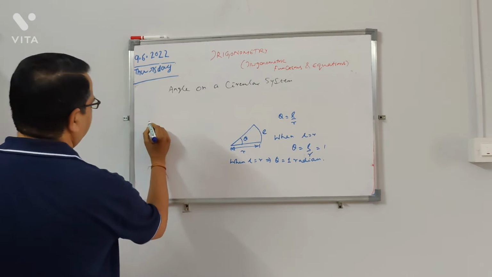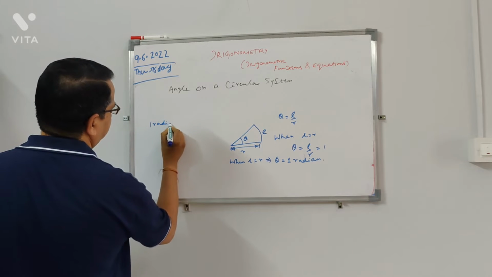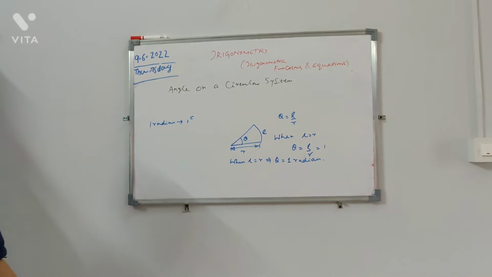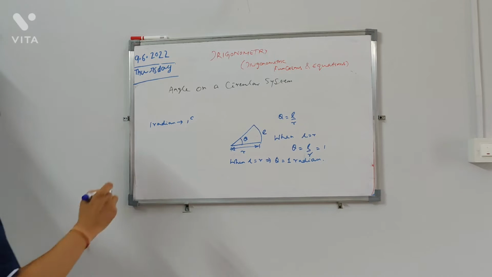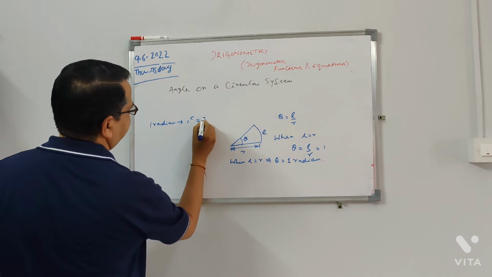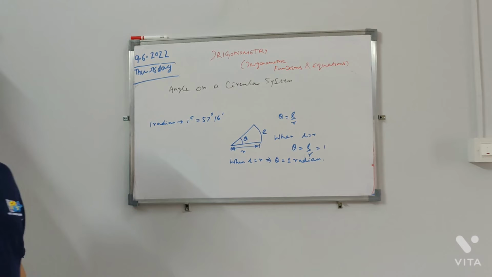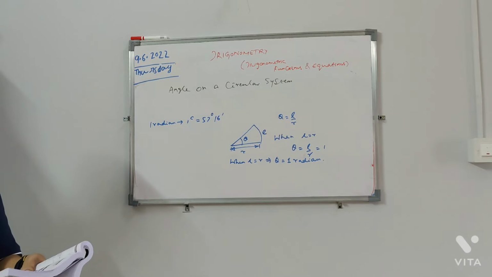So 1 radian, how do we write? In your calculator you have two options, radian and degree. So you write it as 1 radian. This 1 radian is something around 57 degree 16 minutes. So that you have to remember.